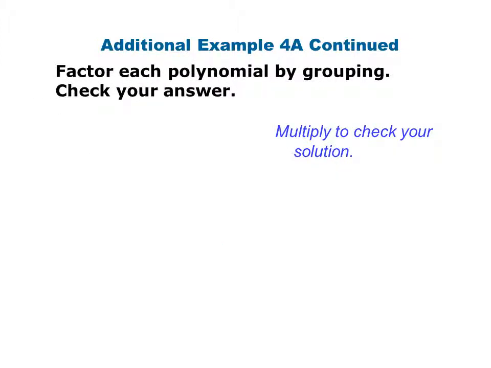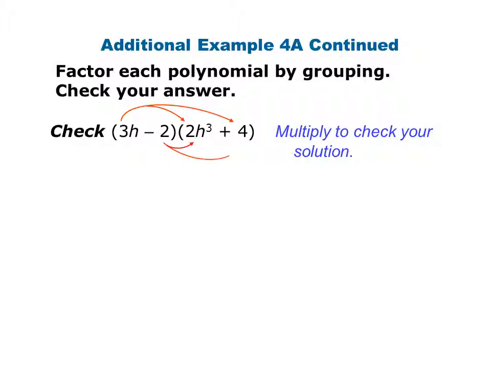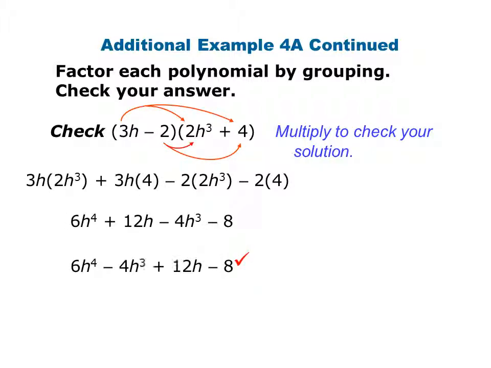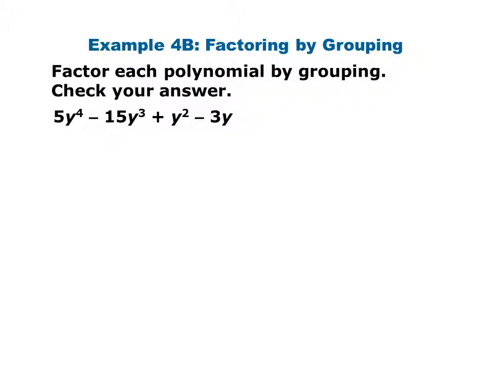Let's try one. Now we are going to do it by grouping, okay? So what can we factor out from both sides? And then here's our final answer. All right. How about here? Where can we put our grouping? 5y to the fourth minus 15y cubed will be grouped, and y squared and negative 3y will also be grouped. Okay, so here we go.